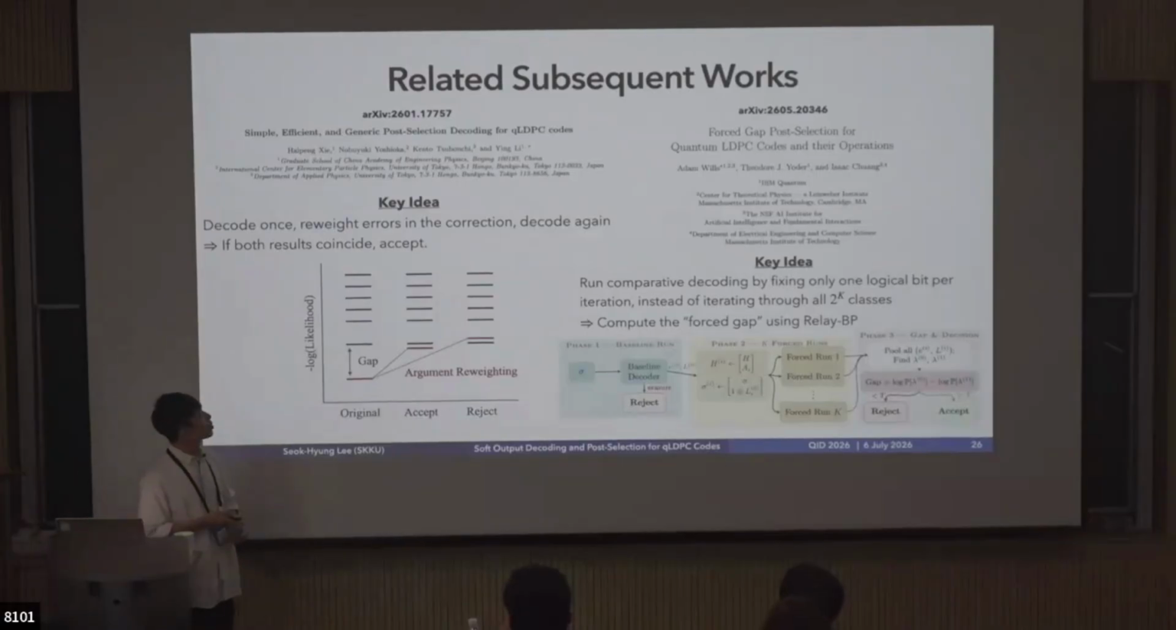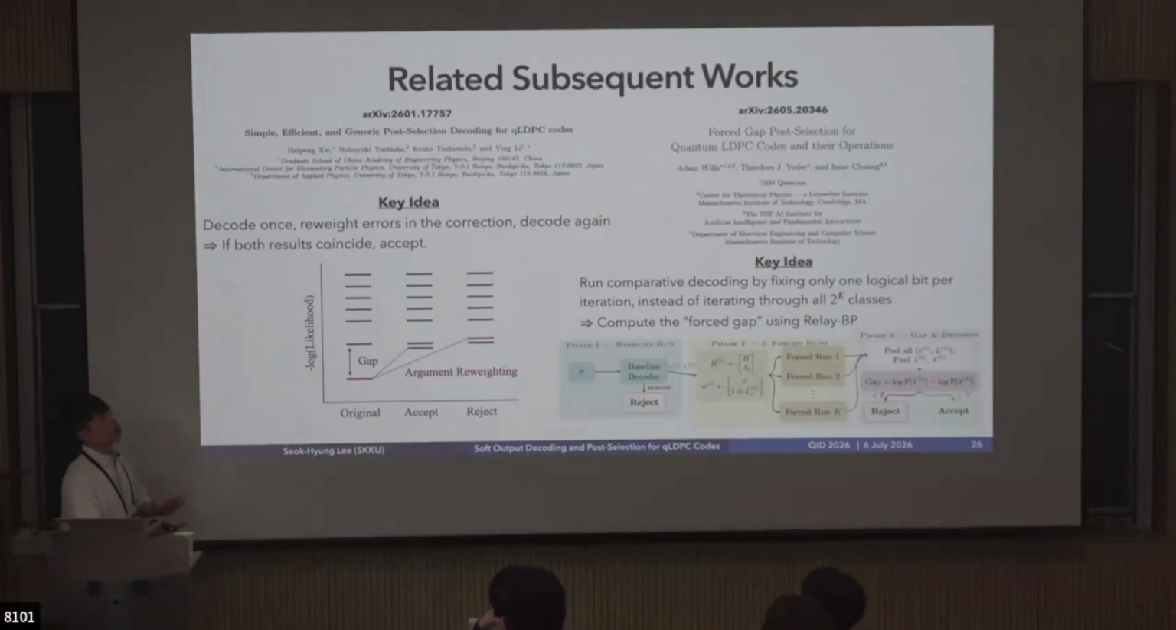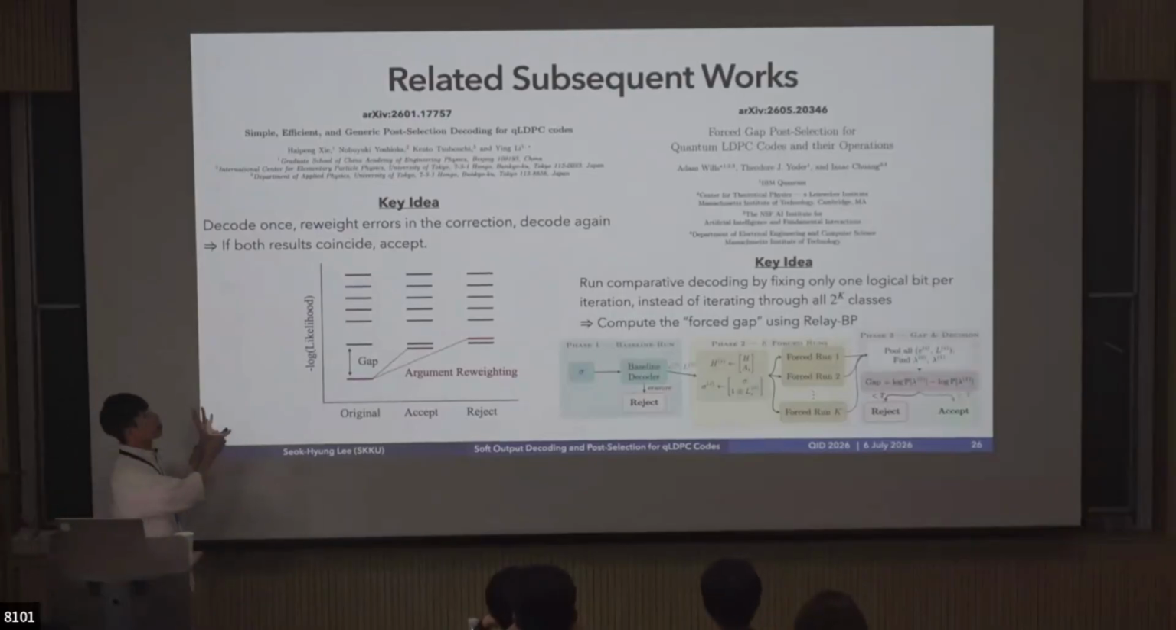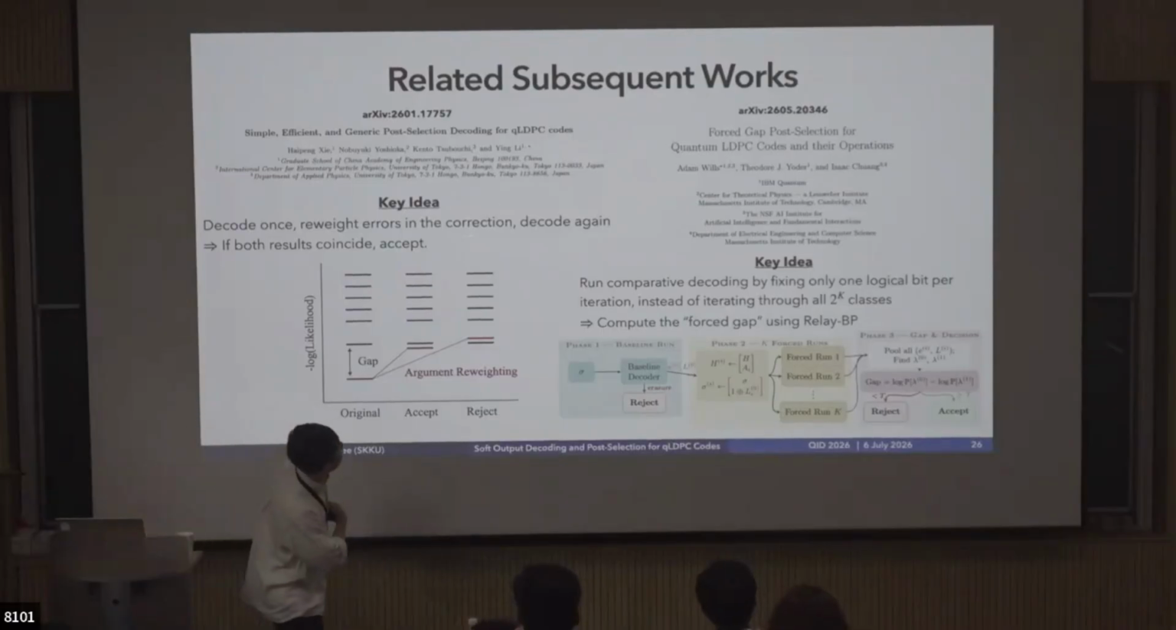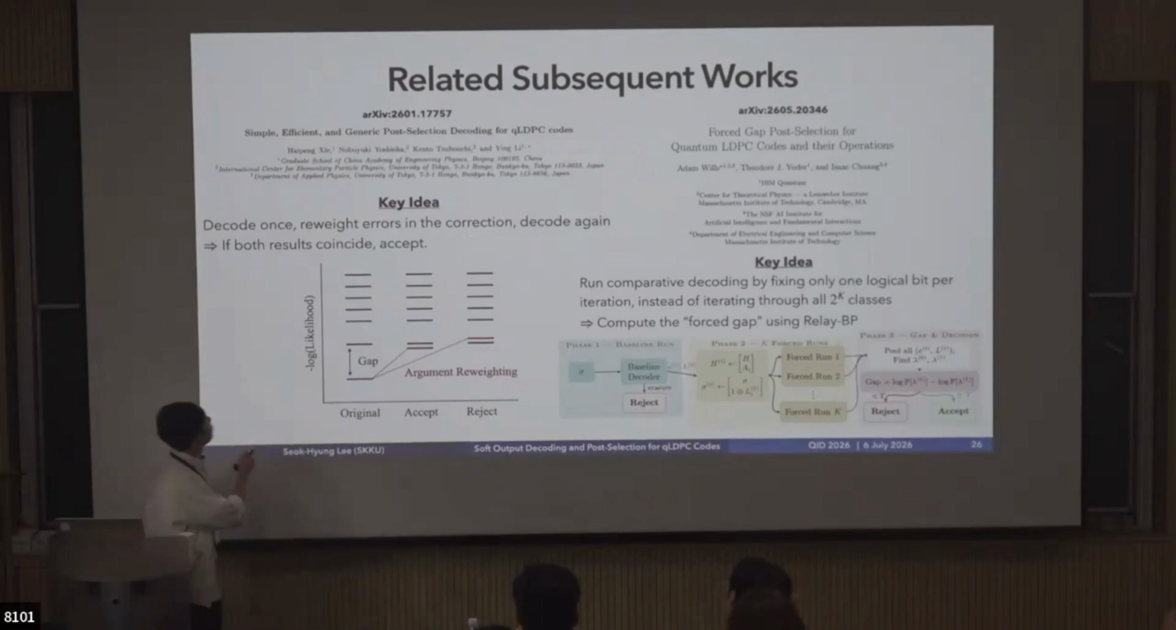And let me briefly introduce some recent subsequent works. Since this work was released on arXiv, there have been quite a lot of works covering similar topics. Among them, there were two representative works that directly cover post-selection strategies for quantum LDPC codes. The first one is from China and Japan, and the second one is from IBM and MIT. For the first one, it is called the argument reweighting method.